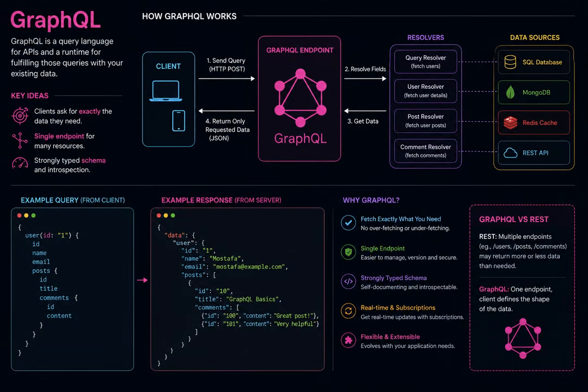GraphQL. Introduced by Facebook in 2015 as an alternative to REST, GraphQL allows clients to request exact data fields in a single query. This avoids overfetching data and eliminates multiple round-trip requests.